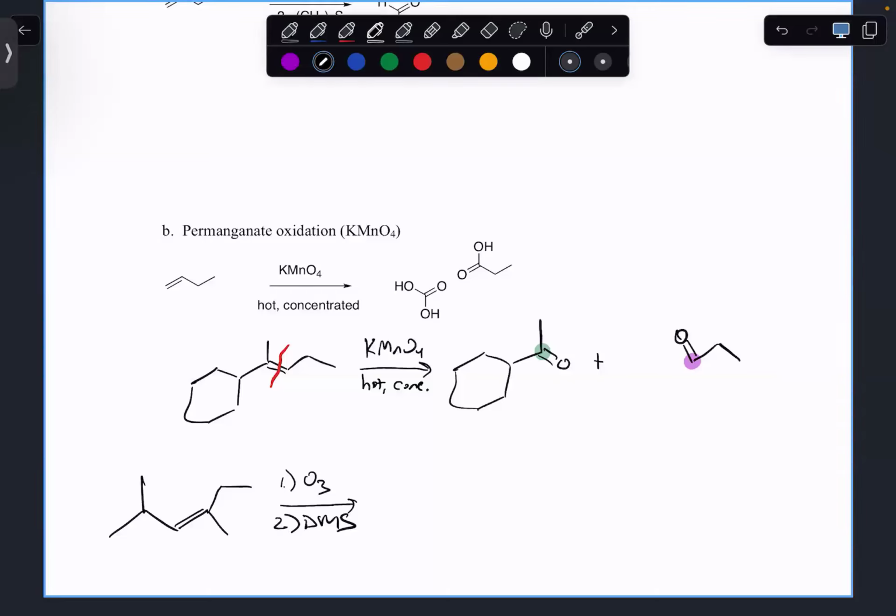Now, the last question we have to ask ourselves is this thing, because it only has one carbon group on it, is this going to be an aldehyde or is it going to be a carboxylic acid? Yeah, it's going to be a carboxylic acid because we're using the harsher oxidizing condition. So I need to make that OH there. All right, questions on how we did that?